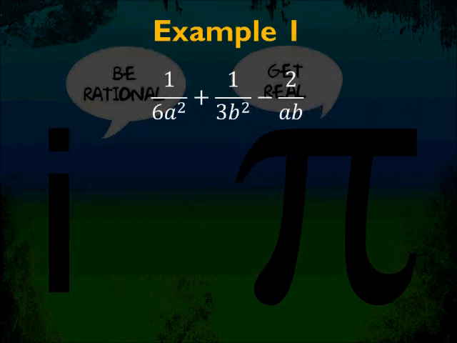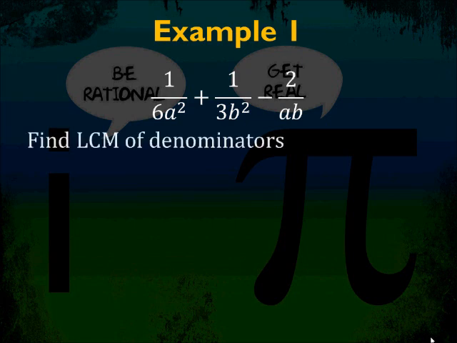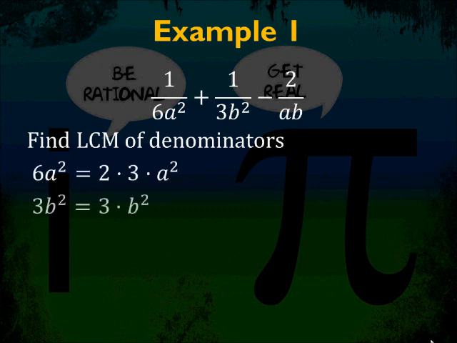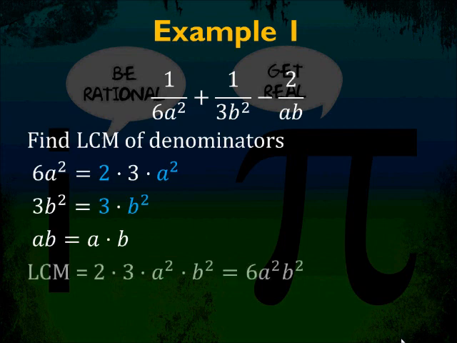Let's take a look at how this works. Example 1: 1 over 6a squared plus 1 over 3b squared minus 2 over ab. The first trick is to find the least common denominator, so we need the least common multiple. 6a squared is 2 times 3 times a squared, 3b squared is 3 times b squared, and ab is a times b. For the least common multiple, you need the highest degree of each factor. So we have a 2, a 3, an a squared and a b squared. The least common multiple is all those multiplied together, which is 6a squared b squared. That's step 1.